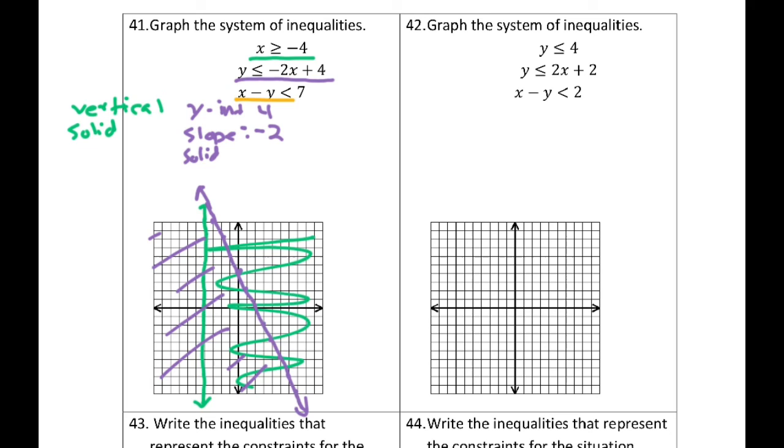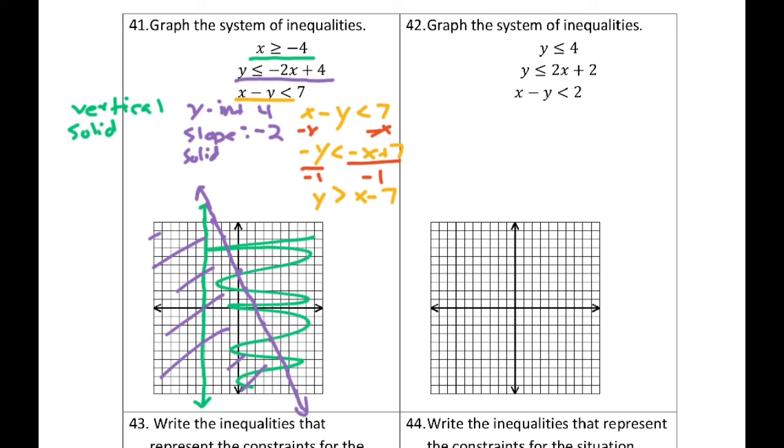Then my last equation, x minus y is less than 7. I need to solve for y first before I can graph this. So first thing I'm going to do is subtract x from each side. So I get -y is less than -x plus 7. And then I'll divide everything by -1. When we divide by a negative, it flips the sign. So y is greater than a positive x minus 7.